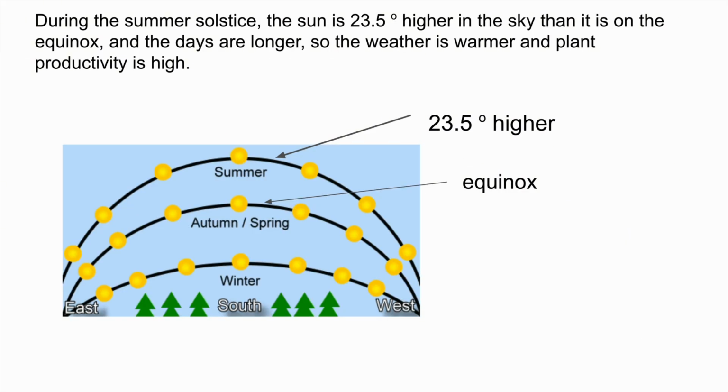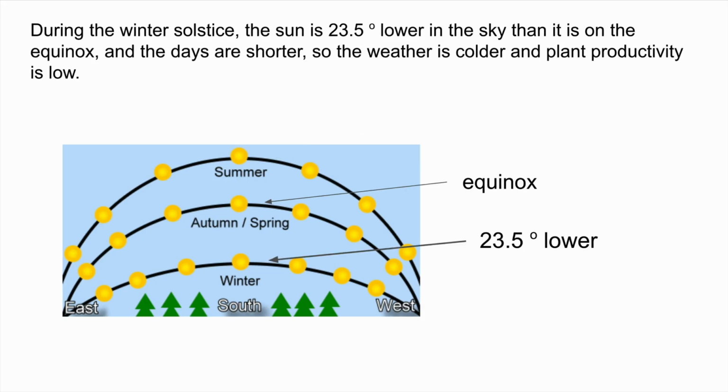So here's the big takeaway. Ready? So at the summer solstice, the sun is going to be 23.5 degrees higher at noon than it was at equinox. So that means the sun's rays are more direct, so there's more heat energy, there's more productivity, and also the daylight is longer. The sun is up for longer. So that combination of more concentrated light and longer time of light makes it hotter and more productive.